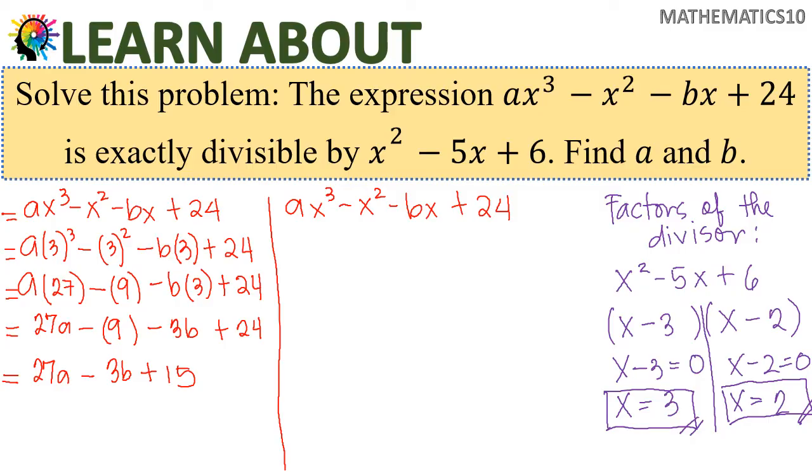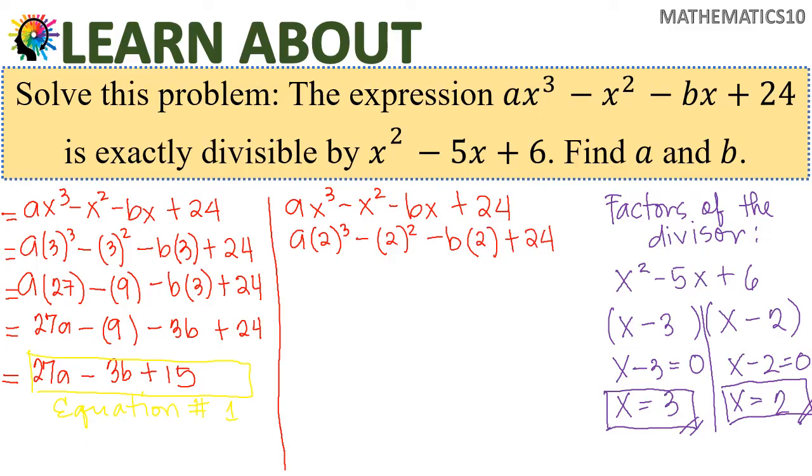Here it goes. So for now, take note of this. This is our first equation, equation number 1. So let us just set aside this one for a while, and later on we will be using this. So let's evaluate the polynomial again with x equals 2. So 2 raised to 3 minus 2 raised to 2 minus b times 2 plus 24.